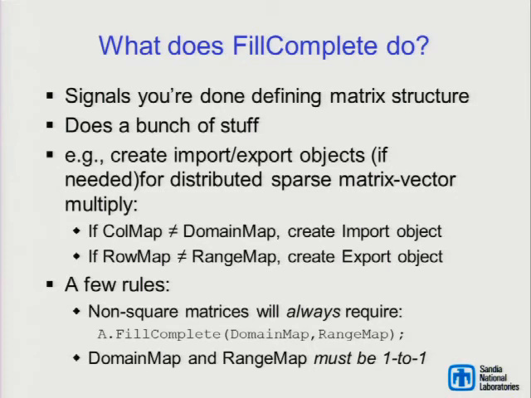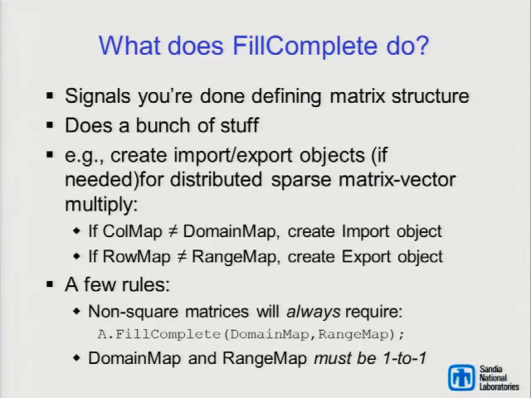Most importantly, it creates the data migration objects. So if my column map and domain map are not the same, I'll create an importer. If my row map and range map are not the same, I'll create an exporter. Those data migration objects get built under the hood. Now, if I need to use them for another purpose, they're available from the outside of the matrix. You can grab a copy.